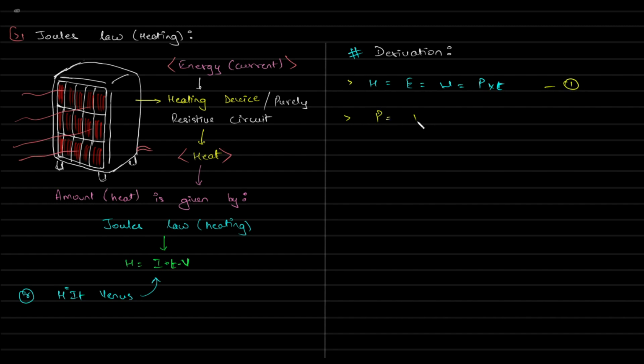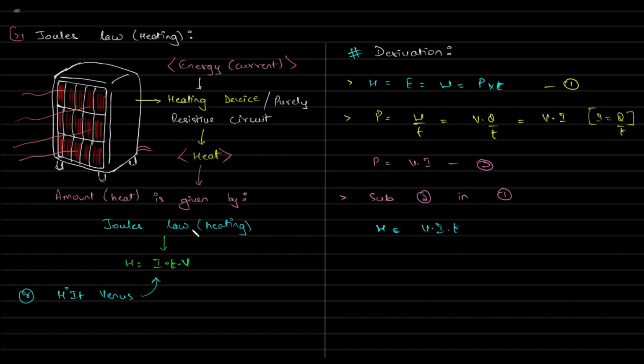But power is nothing but work by time, and work is V into Q by T. Is it not? So Q by T is nothing but your current, right? I is equal to Q by T. And so if I substitute this power, which is V into I, in equation 1, so substituting 2 in 1, we're going to get H is equal to V into I into T. This is my expression that's required over here.